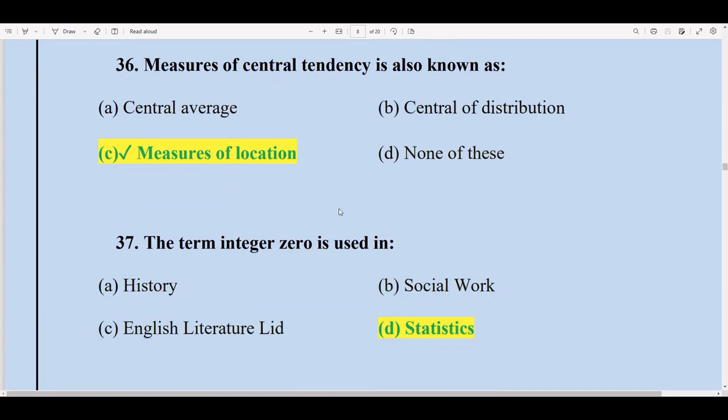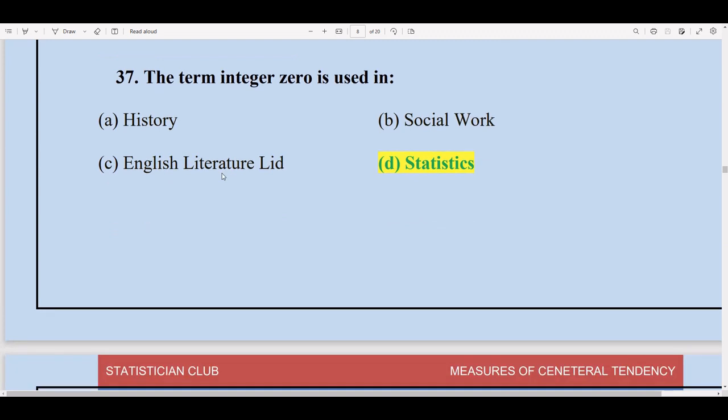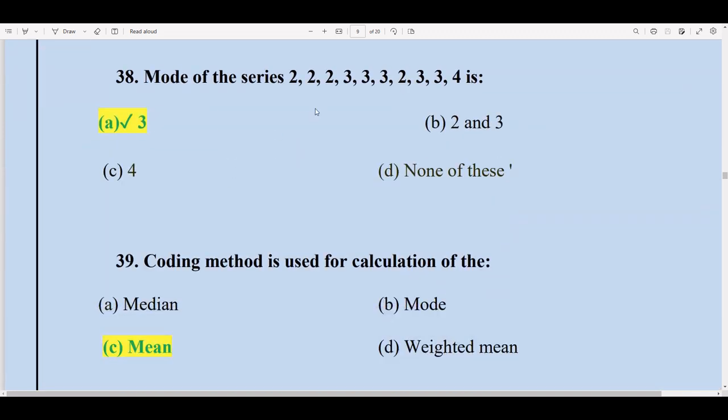Measure of central tendency is known as measure of location. The other name of measure of central tendency is measure of location. The term integer zero is used in statistics. This is the data set where we want to find the mode. The most repeated value is 3, so 3 is the mode.